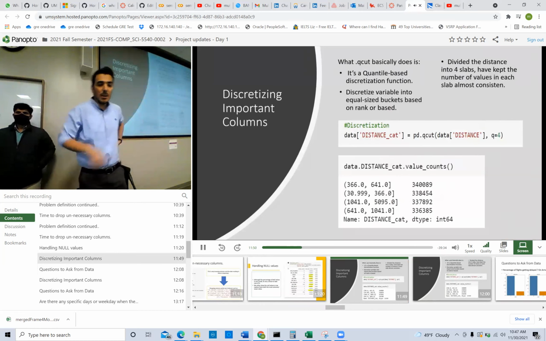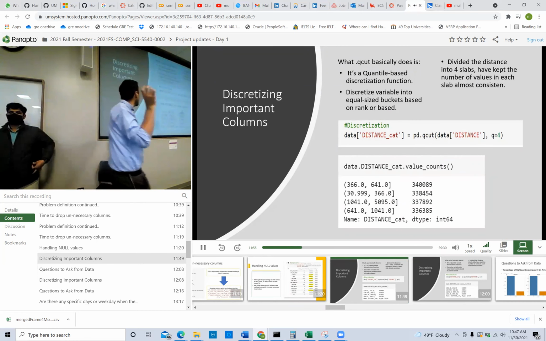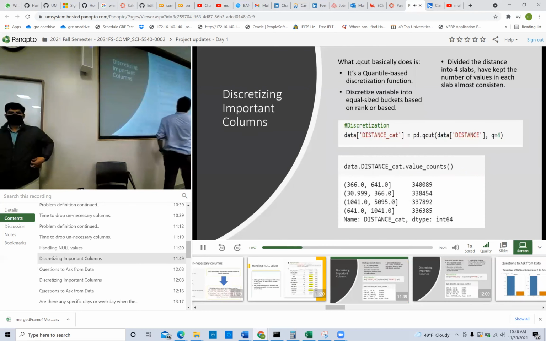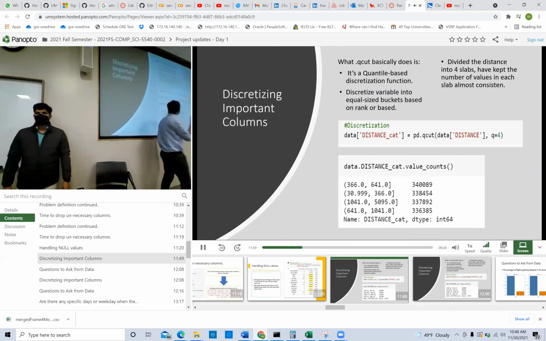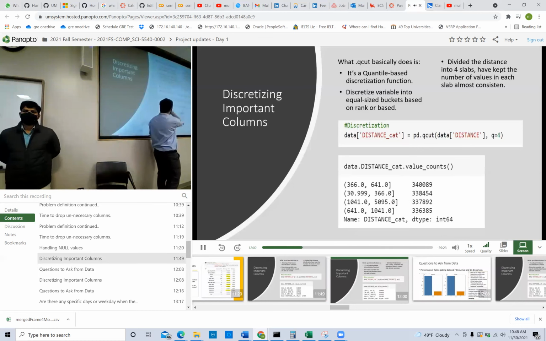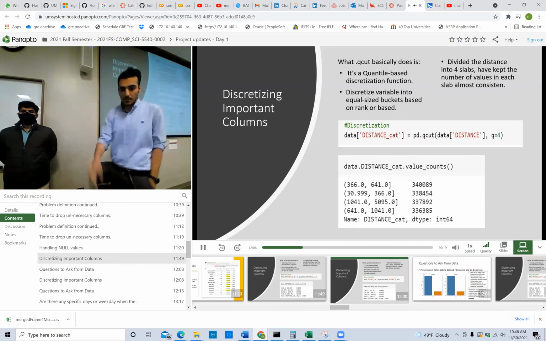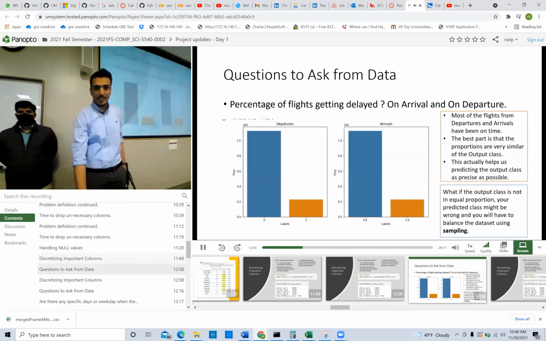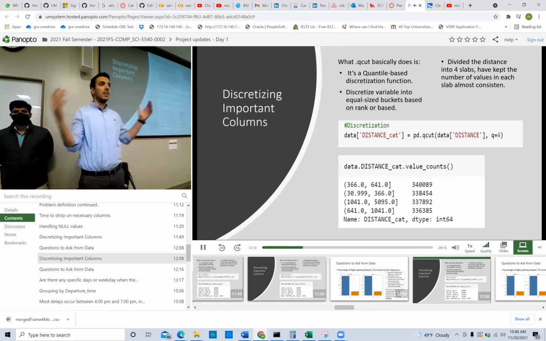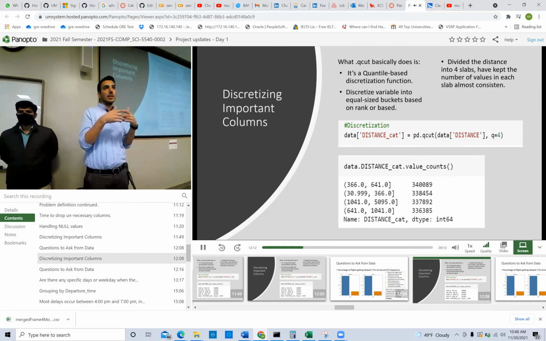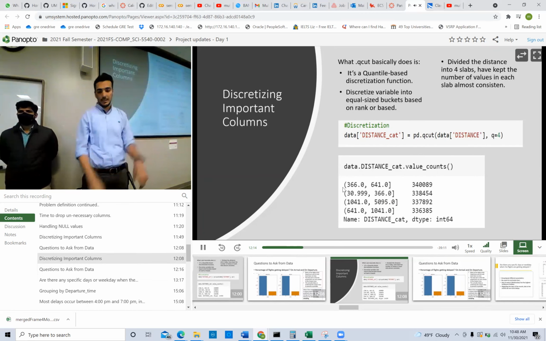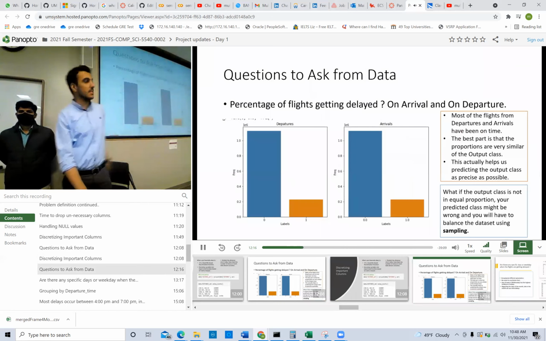We did some further pre-processing steps, like discretizing important columns. That is basically creating slabs. So distance category here is a slab of 4 different values, like from 366 miles to 640, and then we had some value counts against these. This is just to visualize data from different perspectives, so you can question what you want from the data. Questions to ask is very important, right?